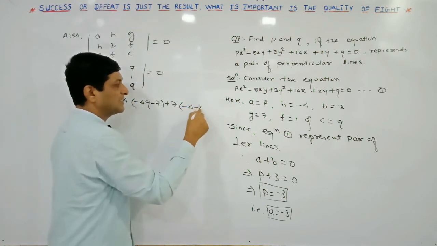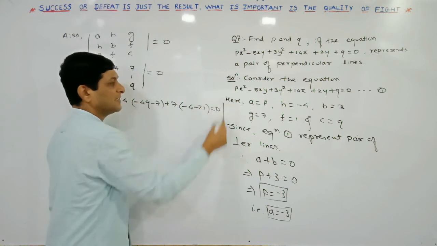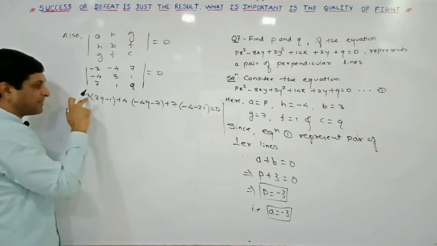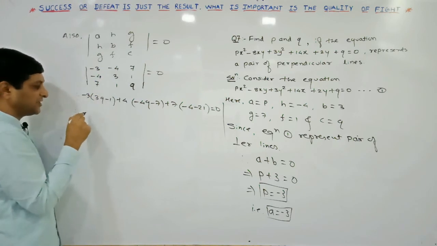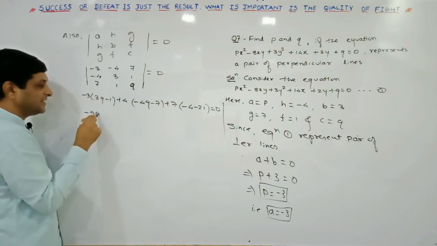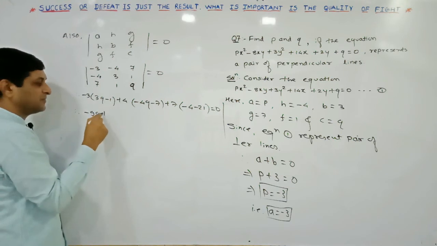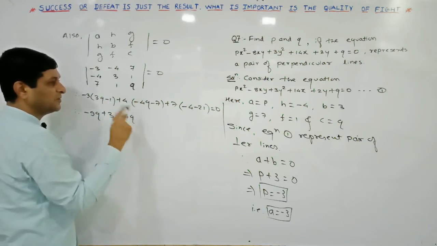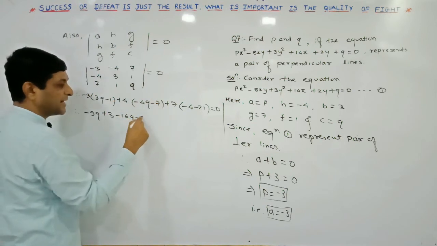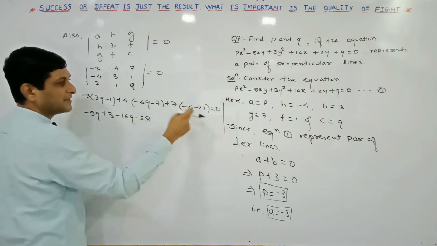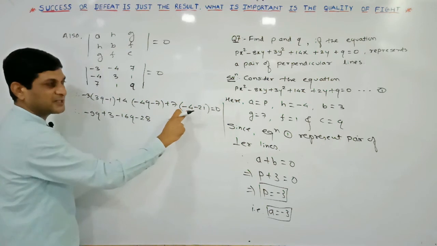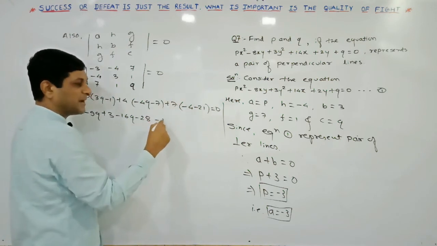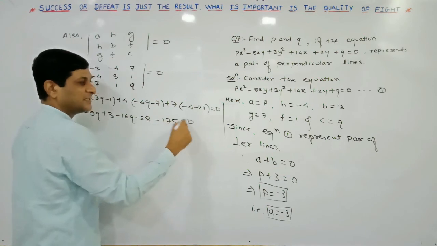Minus 4 minus 21. On this side, keep this 0 as it is. Let us simplify this expression. Minus 3 into 3q will be minus 9q, minus 3 into minus 1 will be plus 3, 4 into minus 4q is minus 16q, 4 into minus 7 is minus 28, 3 minus 28 is minus 25, minus 25 into 7 is minus 175, is equal to 0.